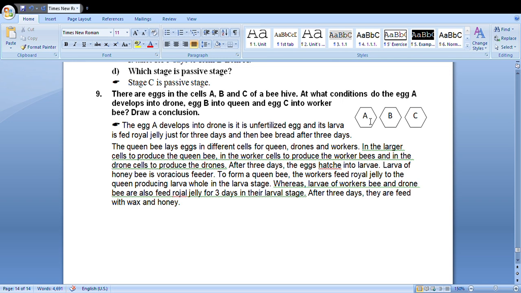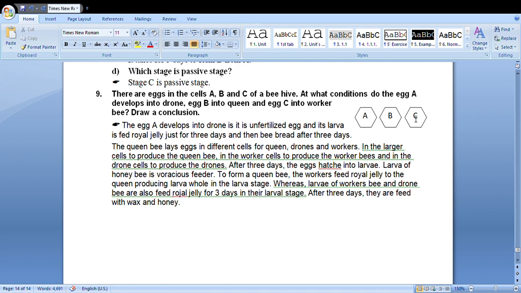egg A develops into drone. For this the egg should be unfertilized and its larva should be fed royal jelly for 3 days only, and after 3 days it should be fed bee bread. Similarly, egg B develops into queen bee. The egg must be fertilized egg and its larva should be fed royal jelly continuously.